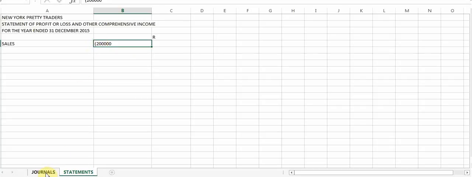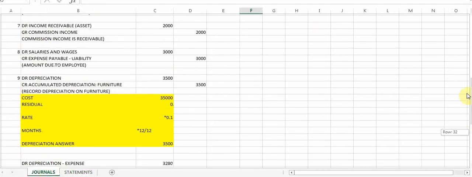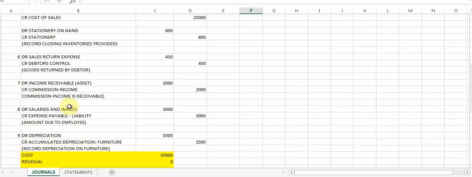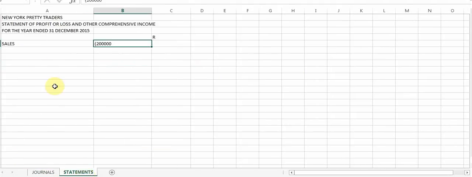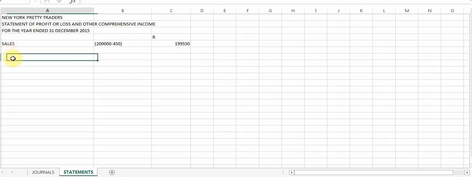So did I have a sales return? I did. If I look at my entry that I've made in number 6, there's a sales return of 450. So I'm going to say 200,000 minus 450 for sales returns. So my answer for total sales is then 200,000 minus 450, which gives me 199,550.